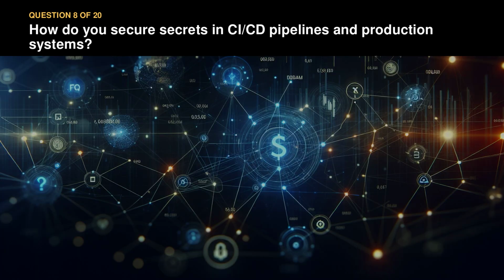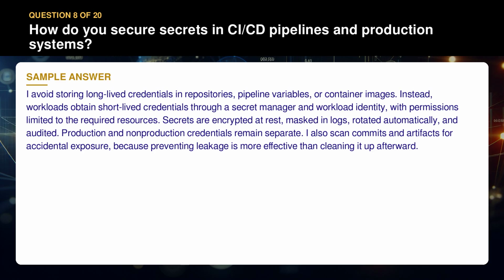Question 8. How do you secure secrets in CI/CD pipelines and production systems? I avoid storing long-lived credentials in repositories, pipeline variables, or container images. Instead, workloads obtain short-lived credentials through a secret manager and workload identity, with permissions limited to the required resources. Secrets are encrypted at rest, masked in logs, rotated automatically, and audited. Production and non-production credentials remain separate. I also scan commits and artifacts for accidental exposure, because preventing leakage is more effective than cleaning it up afterward.